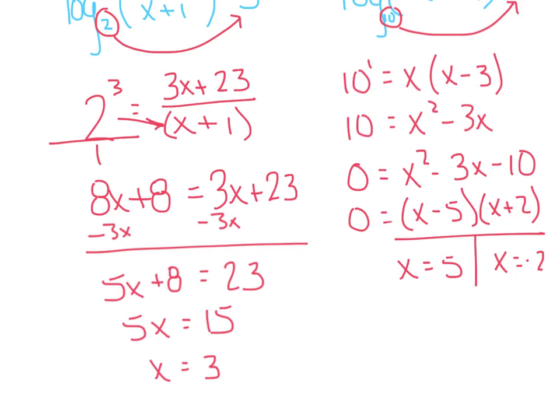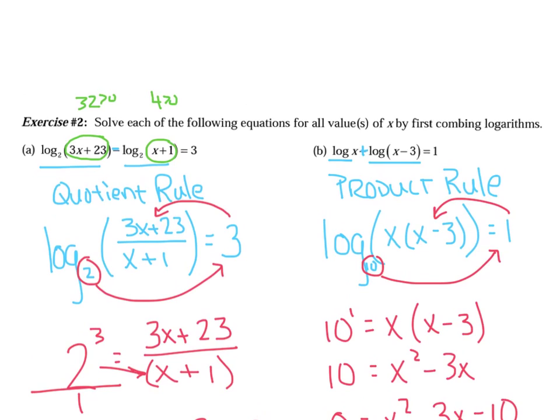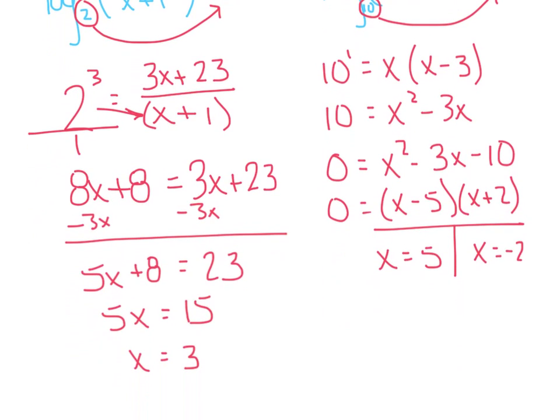Let's go check both of them, see if they satisfy the domains. This domain right here, we would say that x has to be greater than 0. Therefore, we're going to have to reject the negative 2. This domain, we would say x has got to be greater than 3. So let's go see if we can keep either one. It does look like the 5 satisfies both domains, but the negative 2 doesn't. So we'll say 5 only.